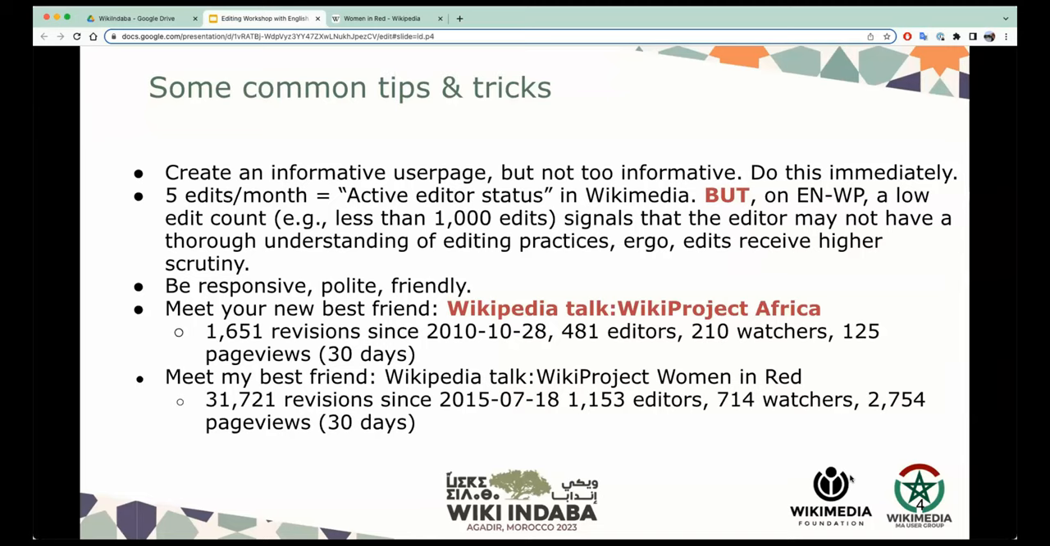Meet your new best friend. We're going to go in the demonstration part of today to look at this page. Your new best friend, the Wikipedia Talk Wiki Project Africa. Why am I bringing this up? I'm the co-founder of a community that's now on 33 language Wikipedias called Wiki Project Women in Red. What Women in Red is famous for is creating more content, more articles about women, like I said, in 33 different language Wikipedias, women's biographies, women's works, women's issues. That's what we're known for.